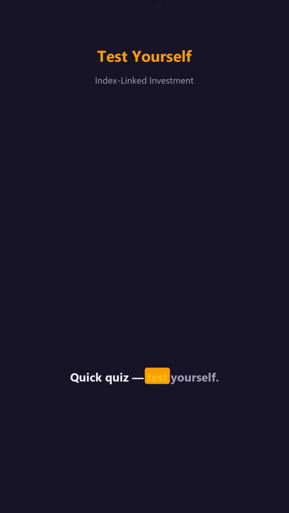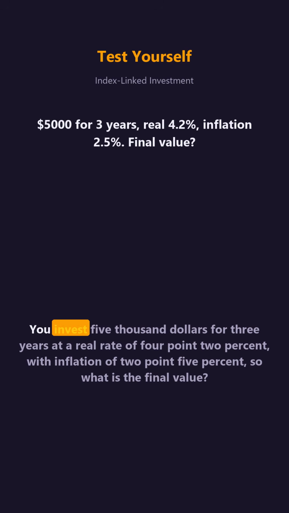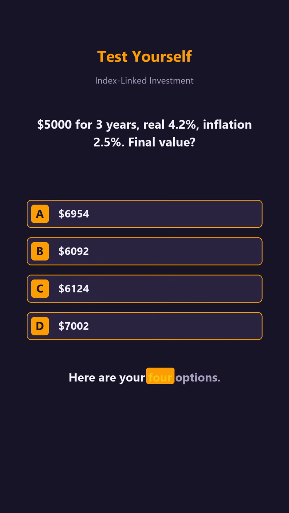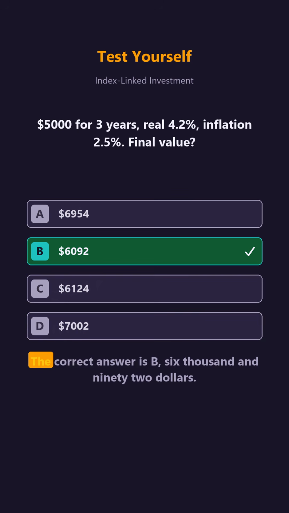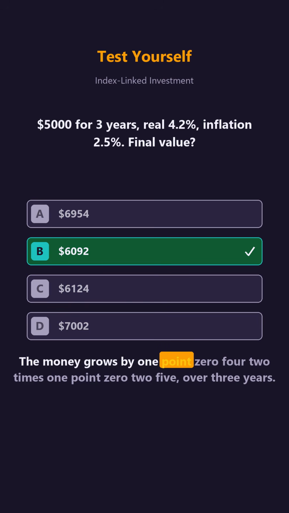Quick quiz, test yourself. You invest $5,000 for 3 years at a real rate of 4.2%, with inflation of 2.5%, so what is the final value? Here are your 4 options. Pause the video and solve it now. The correct answer is B, $6,092. The money grows by 1.042 times 1.025 over 3 years.